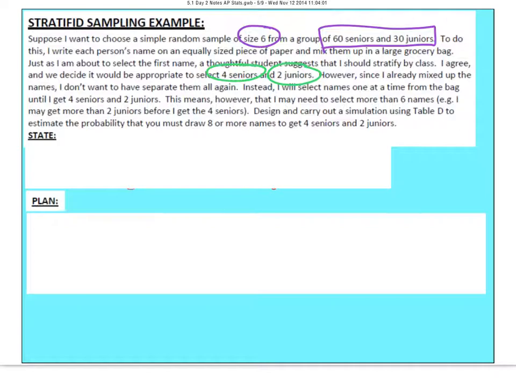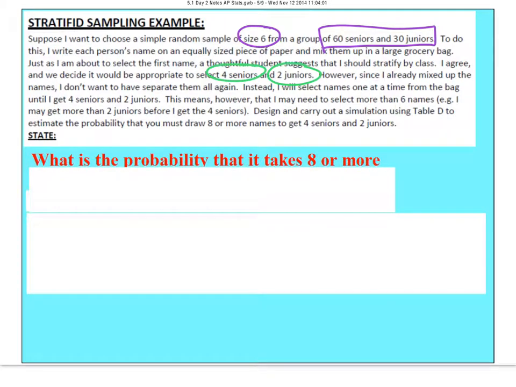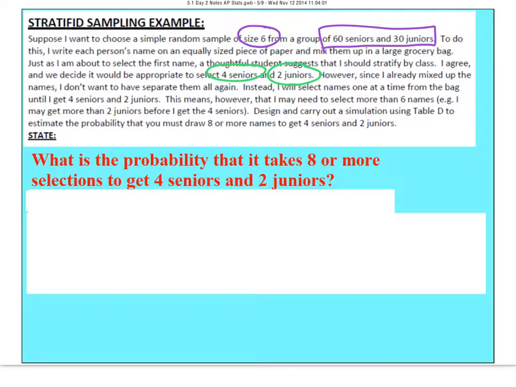Okay, let's talk about what we're going to state. What is the deal we're dealing with? Here it is. What is the probability that it takes 8 or more selections to get 4 seniors and 2 juniors? Okay, what's our plan? Well, we're going to use Table D, so let's think about it this way. Everyone is already numbered, and we know that the seniors were from 01 to 60. Therefore, our juniors were going to be from 61 to 90.